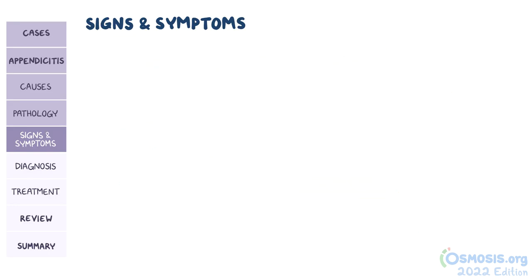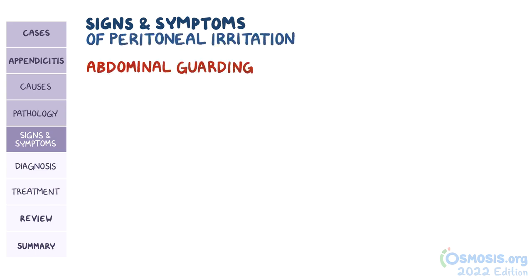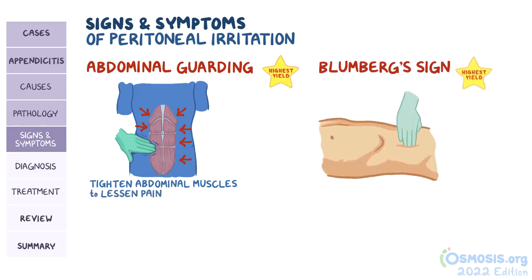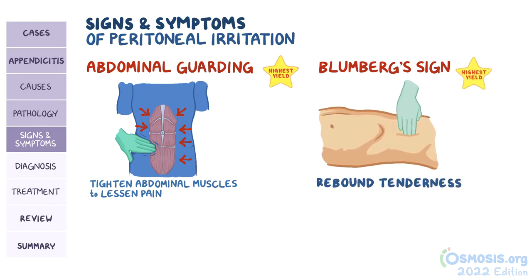An important and early sign of peritoneal irritation is abdominal guarding, which is when an individual tightens their abdominal muscles during palpation to try and lessen the pain. Then, there's Blumberg sign, also known as rebound tenderness, where a deep palpation and quick release causes pain during the release.